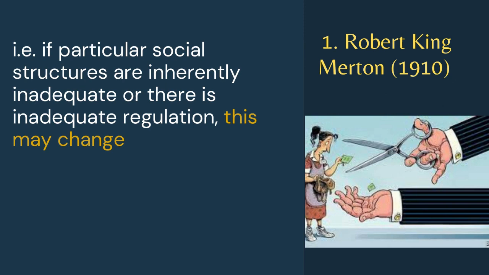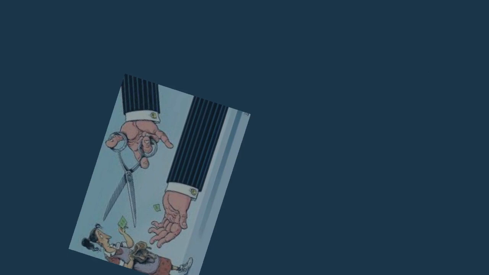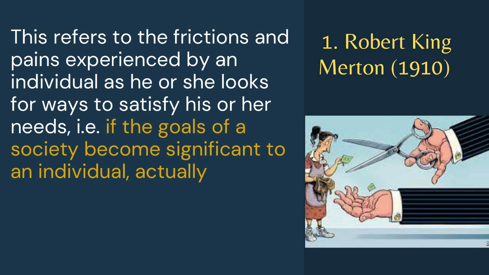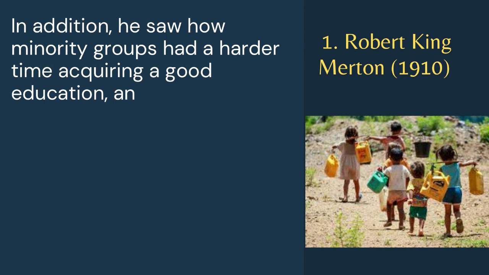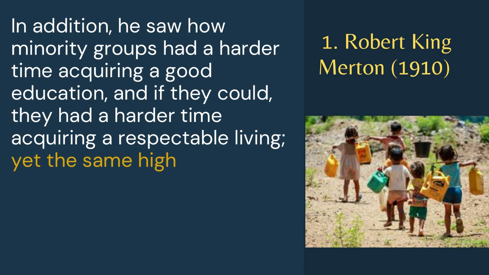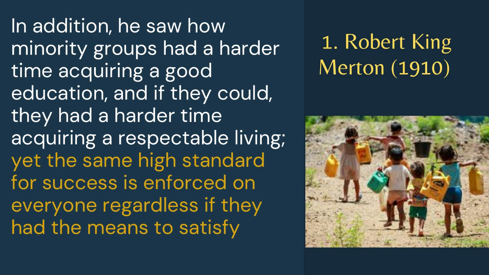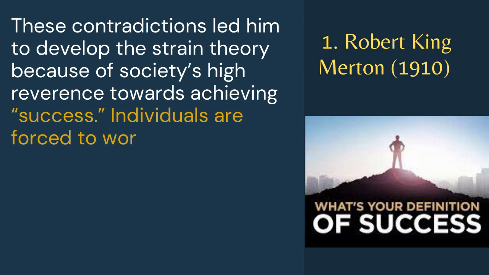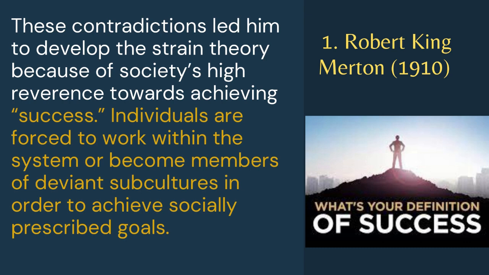Or individual. This refers to the frictions and pains experienced by an individual as he or she looks for ways to satisfy his or her needs. That is, if the goals of a society become significant to an individual, actually achieving them may become more important than the means adopted. In addition, he saw how minority groups had a harder time acquiring a good education, and if they could, they had a harder time acquiring a respectable living. Yet the same high standard for success is enforced on everyone regardless if they had a means to satisfy such standards. These contradictions led him to develop the strain theory because of society's higher reverence towards achieving success. 3. Individuals are forced to work within the system or become members of deviant subcultures in order to achieve socially prescribed goals.